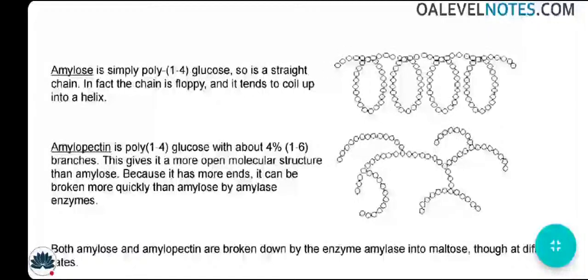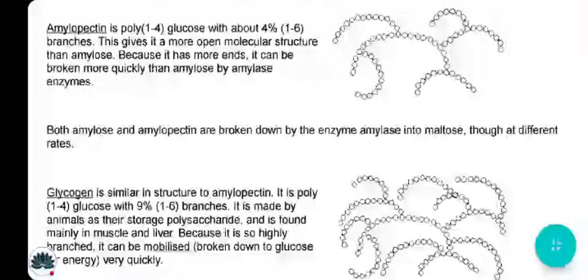It can be broken down more quickly than amylose by the amylase enzyme. Both amylose and amylopectin are broken down by the enzyme amylase into maltose, though at different rates.